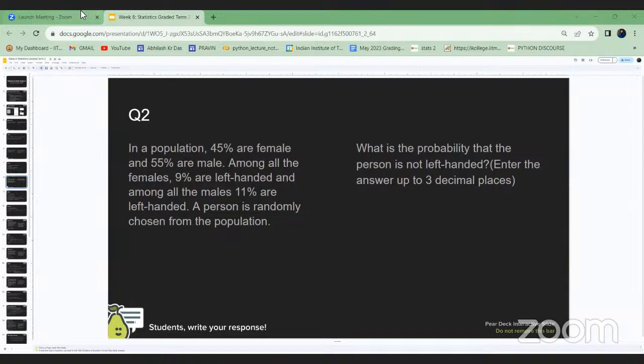The syllabus for quiz 2 will be from week 1 to 8. More weightage will be given to weeks 5, 6, 7, and 8. So the majority of the questions will be from weeks 5 to 8, and there will be some questions from weeks 1 to 4.